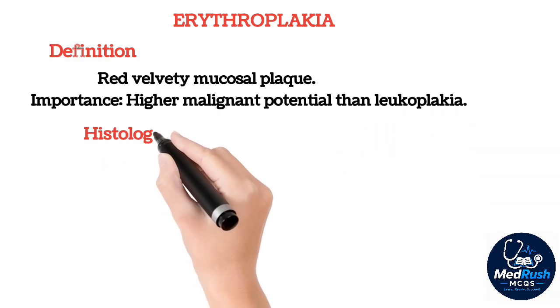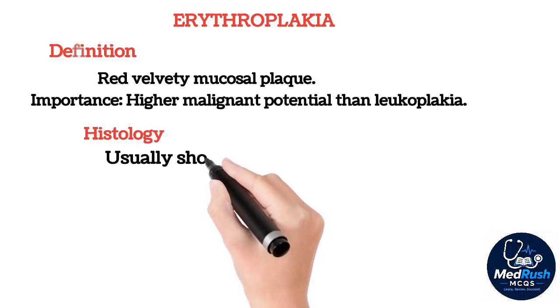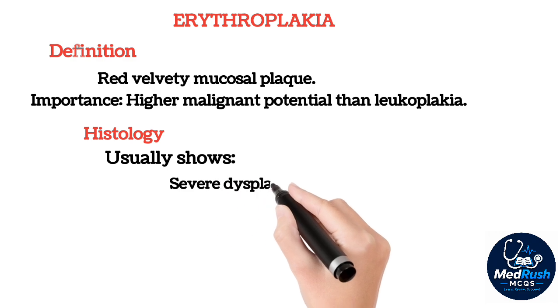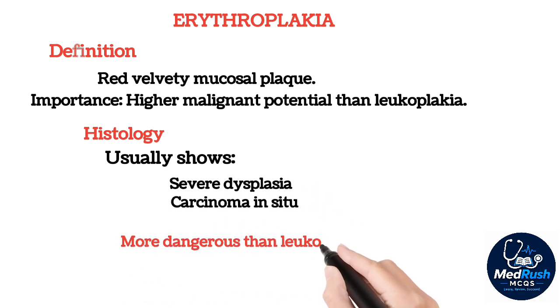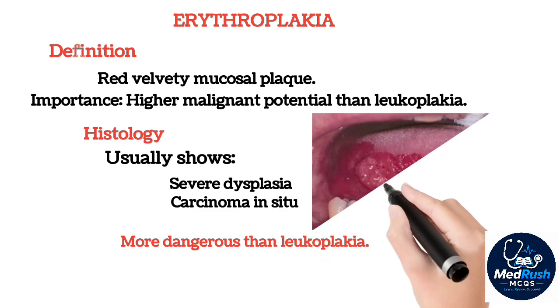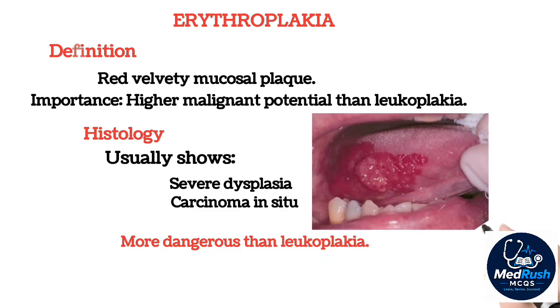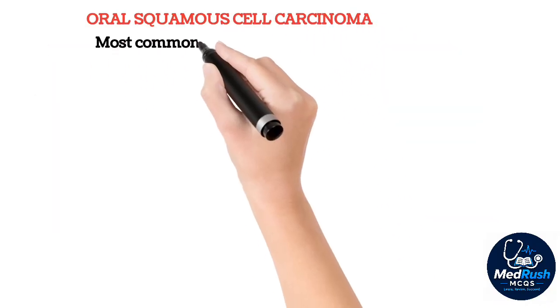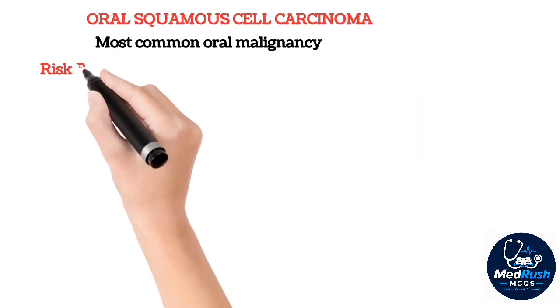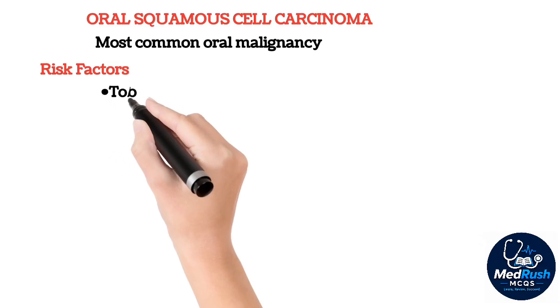Erythroplakia presents as a red velvety plaque on the oral mucosa. Although less common than leukoplakia, it has a much higher malignant potential. Histologically, most cases already show severe dysplasia, carcinoma in situ, or early invasive carcinoma. Therefore, erythroplakia is considered more dangerous than leukoplakia.